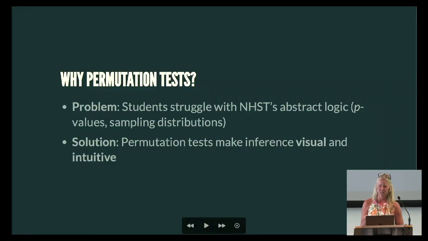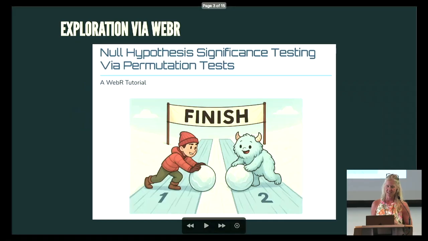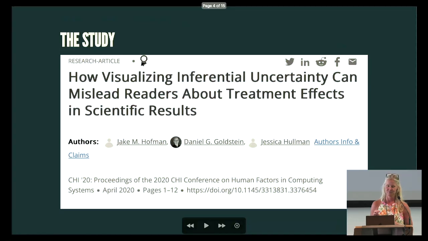and sampling distributions. But with permutation tests, they literally shuffle the data, see the null world emerge, and ask, how unusual is my result? So I created an interactive webR tutorial that guides students step by step through the logic and implementation of permutation tests for null hypothesis significance testing.